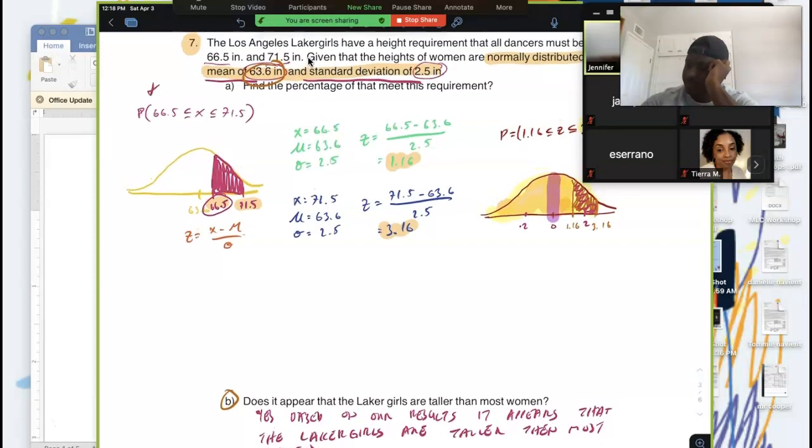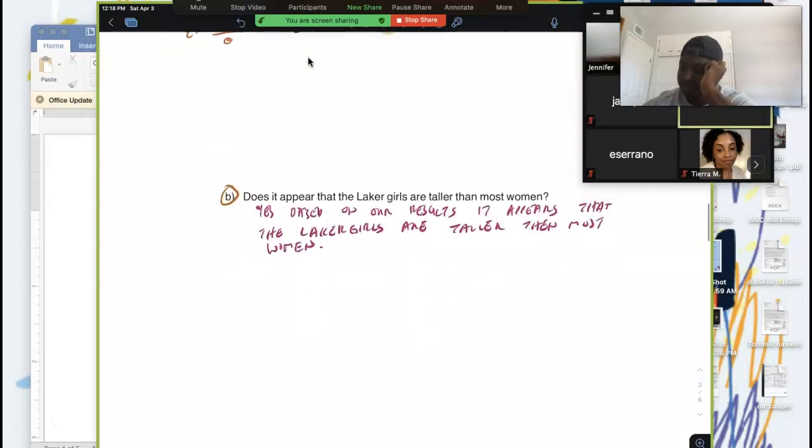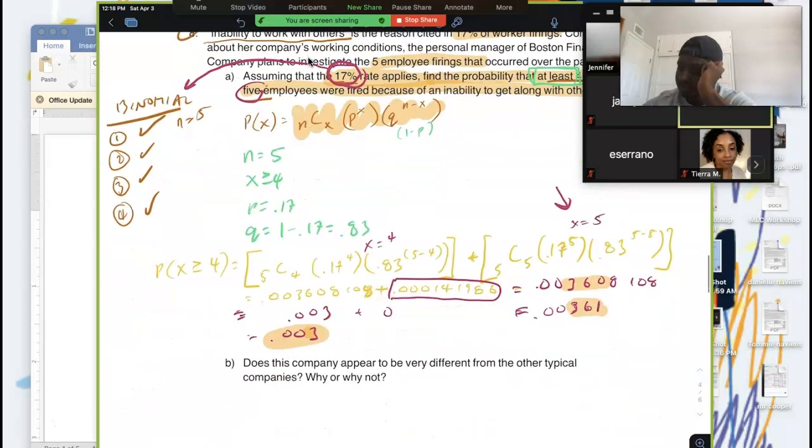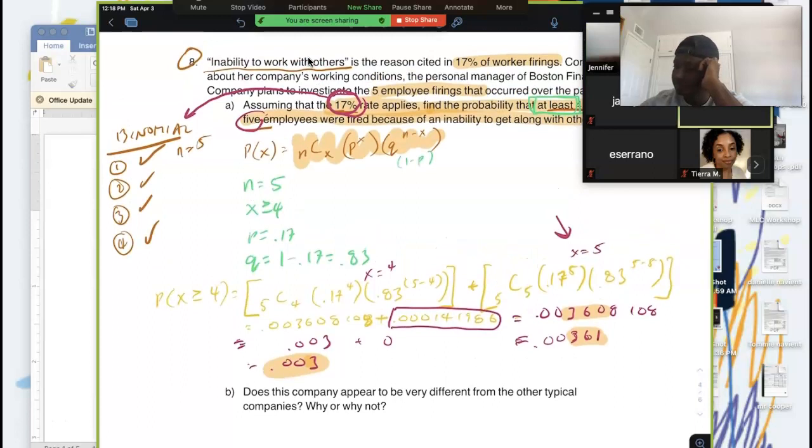Any question on how to do number 7 though? Are you guys okay with that? So what do we say for that? Did you have any ideas at least? What do you think though?